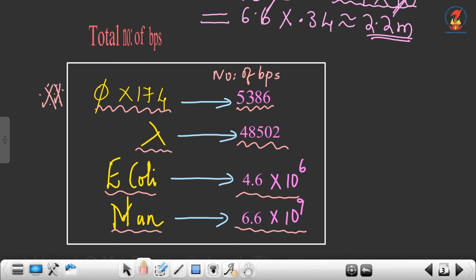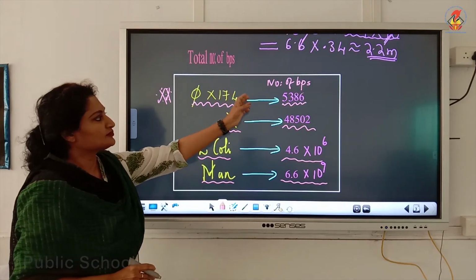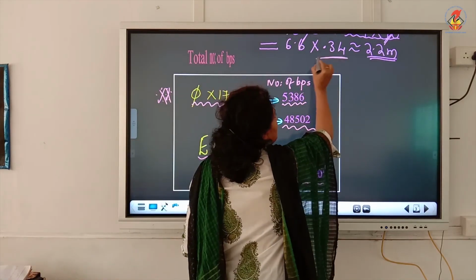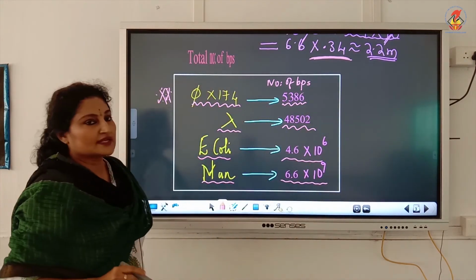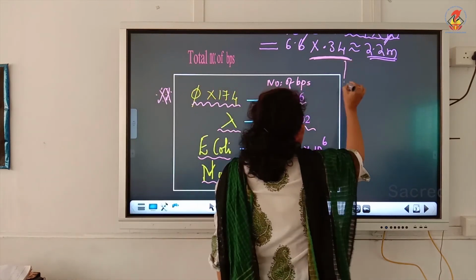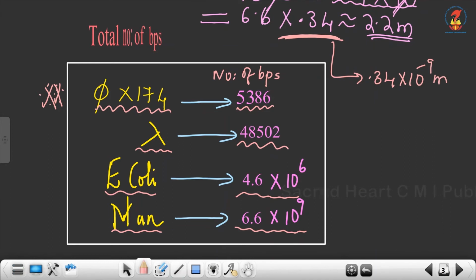Okay. So, you can be able to calculate the length of the DNA. Just substitute this total number of base pairs into the distance between the base pairs. Distance between the base pairs also you should know. What's the distance between the base pairs? 0.34 nanometers. When you convert that 0.34 into meters, 0.34 into 10 raised to minus 9, then it becomes meters. Clear? So, you need to study these figures by heart. It is given in the text.